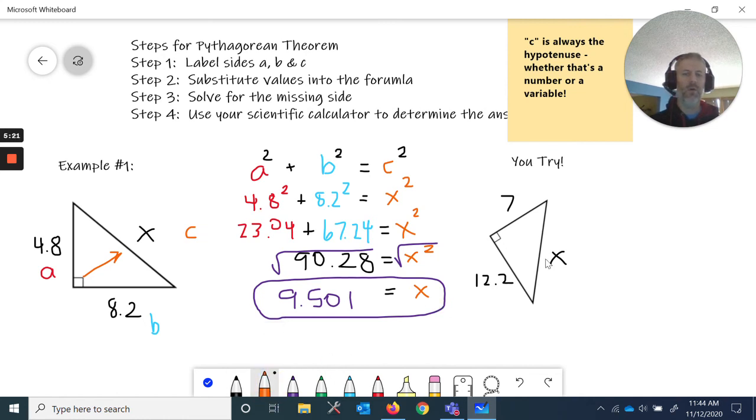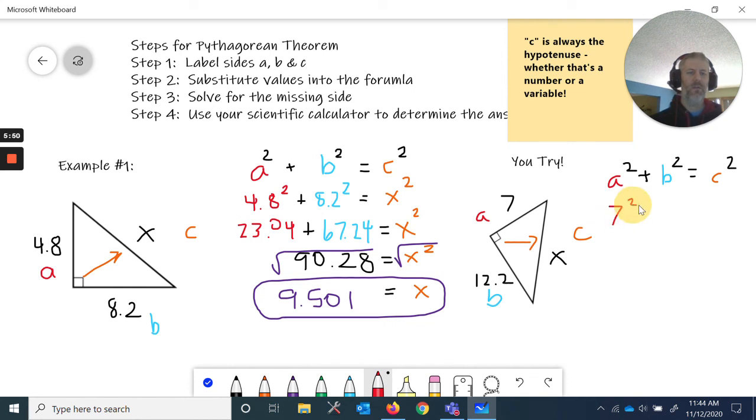Okay, welcome back. I hope that went well for you and you feel good about it. So always label A, B, and C. And B is my blue. So always write your formula down first. So in the interest of time here, I just use the colors. A squared plus B squared equals C squared. So my A is 7 squared. B is 12.2 squared. And my C is x. That's my hypotenuse I'm looking for.